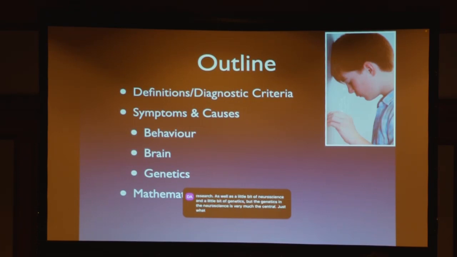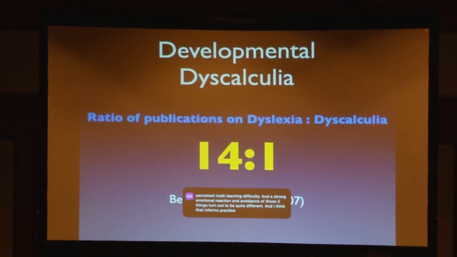Just what can we actually gain from looking at the brain? What can we gain from looking at our biology in terms of understanding what's in front of us in terms of children who have math difficulties? And then if we have time, I'll talk a little bit about mathematics anxiety and how it is different from developmental dyscalculia, because there are important distinctions between a persistent math learning difficulty and a strong emotional reaction and avoidance of math. Those two things turn out to be quite different, and I think that informs practice in important ways.